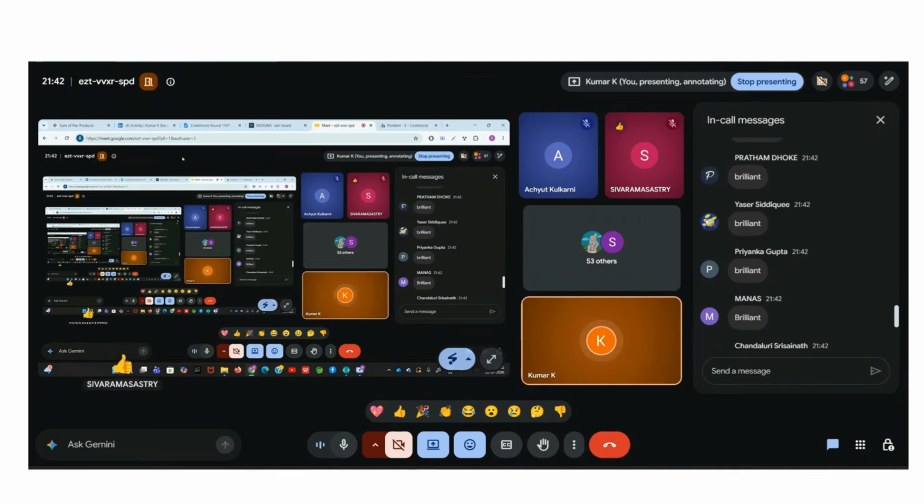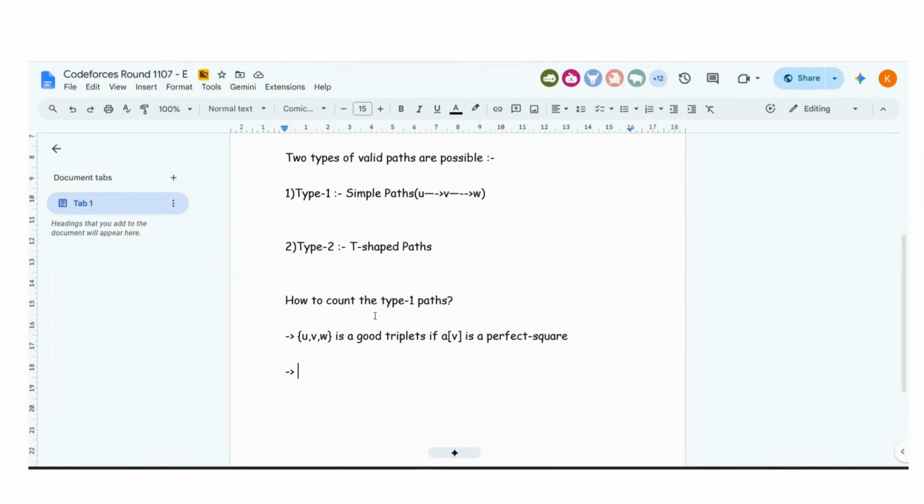So what does all this that we discussed mean? The meaning is that the triplet is good if the middle value is a perfect square. If the middle value is not a perfect square, no need to count the triplets. That's it. Clear?